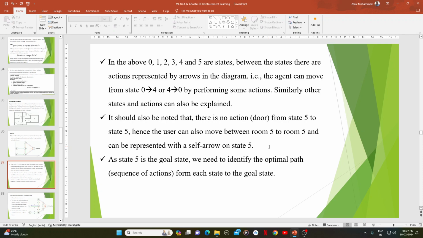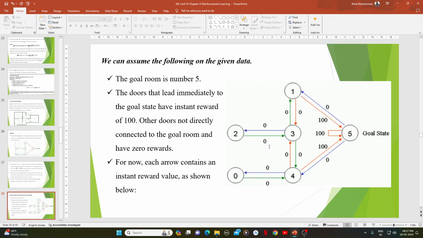So what is our ultimate goal? We have to come out of the building. If the agent is moving from 1 to 3, it is not entering the goal state, so we mark it with 0. Whenever a particular action results in the goal state, there we mark the reward as 100, and all other rewards will be 0. From 1, if the agent takes this particular door, it comes out of the room, so we award the maximum reward, that is 100.